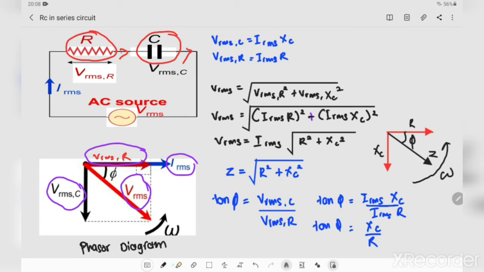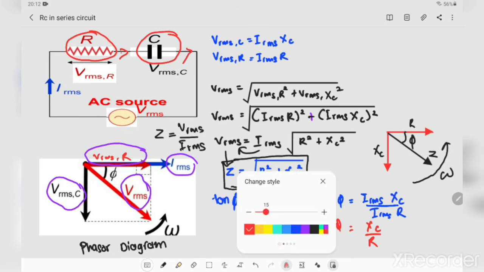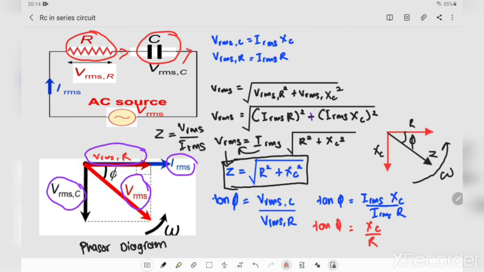Vrms divided by Irms is equal to the impedance. So we can calculate the impedance of the RC series circuit using this formula: impedance is equal to the surd of R square plus Xc square. We can calculate the angle between the Vrms across the resistor and the supply voltage: tangent theta equals Xc divided by R. And the phasor diagram in terms of R, Xc and Z can be illustrated like this.